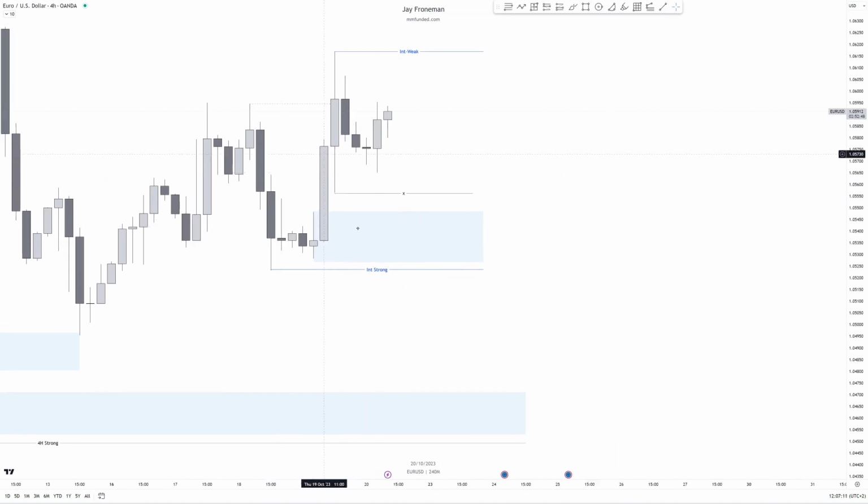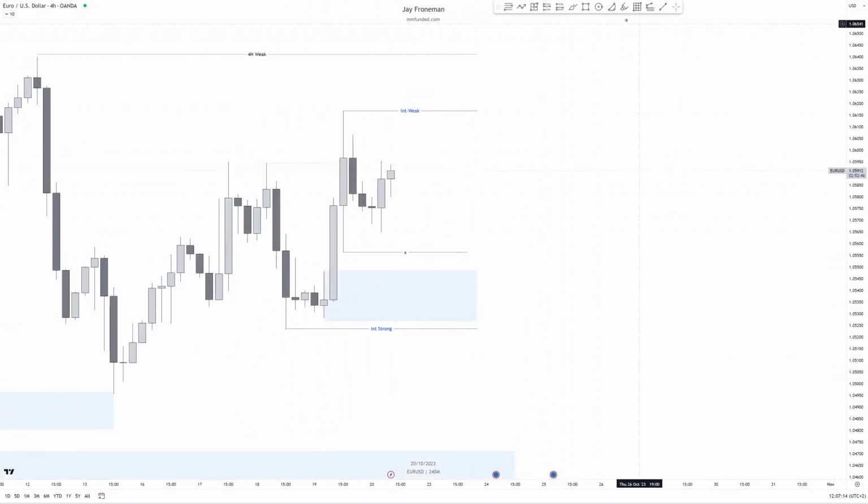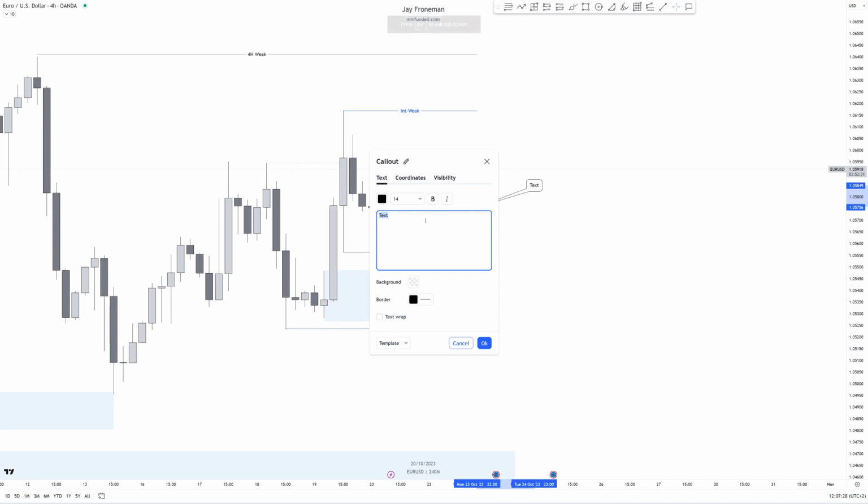Okay, the zone needs to be unmitigated and the zone needs to create a break of structure. Again, I want you to make note of this. In order for a supply or demand zone to be valid, we need, number one, must cause break of structure. Number two, must create a FVG or imbalance. Number three, must have liquidity or inducement. Number four, must be unmitigated.